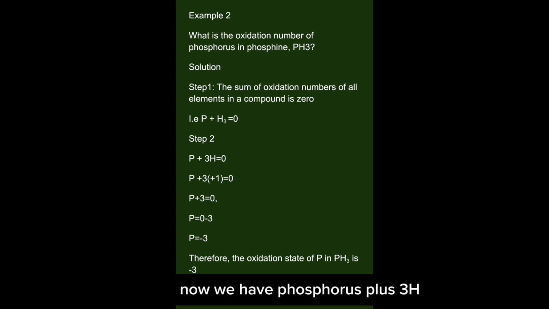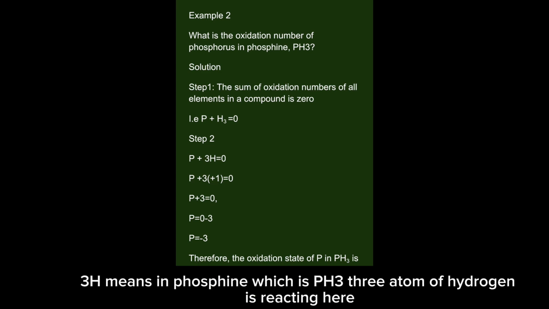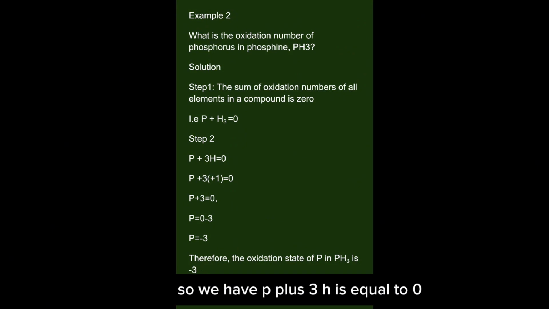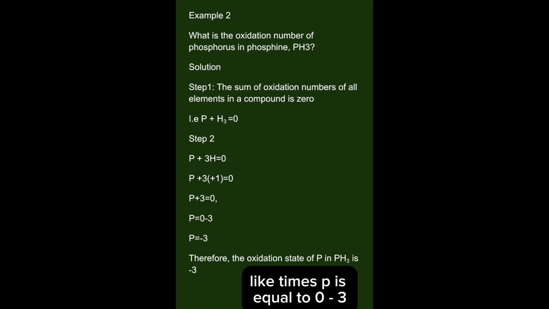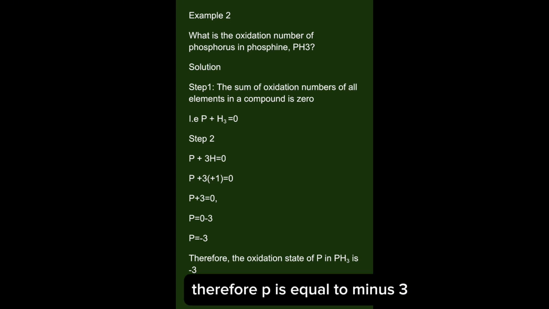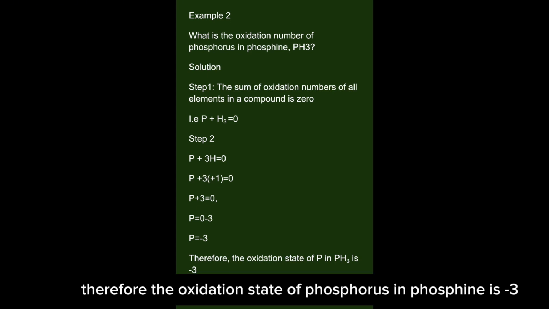Now we have phosphorus plus 3H. 3H means in phosphine, which is PH3, 3 atoms of hydrogen are reacting here. So we have P plus 3H is equal to 0. Now substituting +1 for hydrogen, we have P plus 3 times (+1). That's P plus 3 is equal to 0. Collect like terms, P is equal to 0 minus 3. Therefore, P is equal to -3. Therefore, the oxidation state of phosphorus in phosphine is -3.